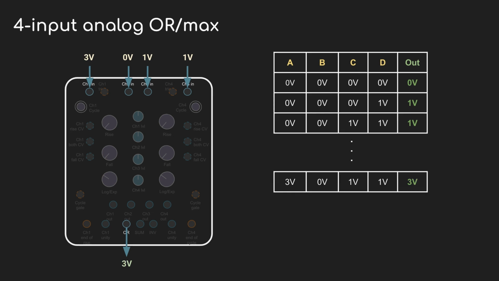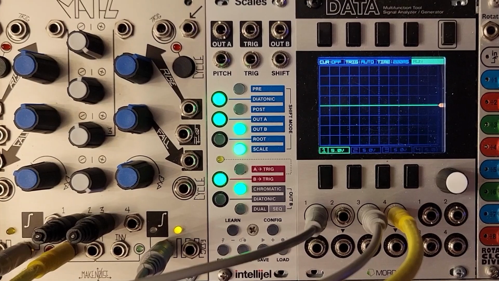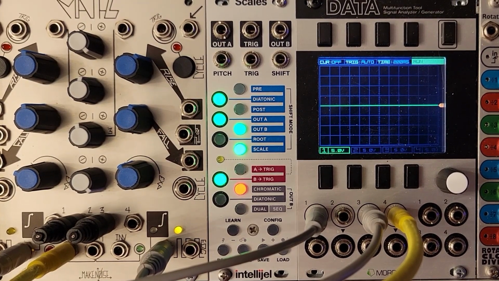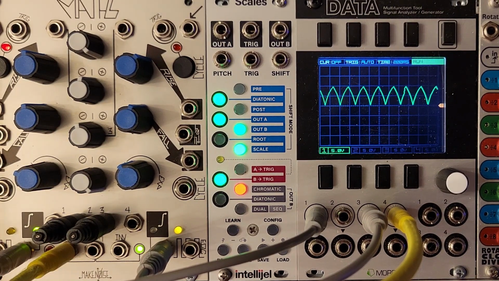So what happens if we send in 3 volt, 0 volt, 1 volt, and 1 volt? Well, then the largest is 3 volts, and OR outputs 3 volts. If we put in 4, 2, 0, and 8, well then it's going to output the 8 volts. So far I've concentrated on sort of treating it like an OR gate, but there are some neat tricks we can do now that we know that it's actually a max output.